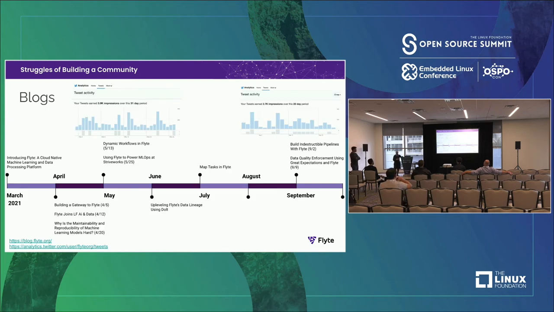So we will start looking at metrics, and we will take a bit of a deeper dive into those. Let's start with our blogs. The first blog for Flight was published in March of this year. It was basically an introduction to Flight. We later had three blogs released in April, a couple in May, and then one over each of the summer months, and then two this month.